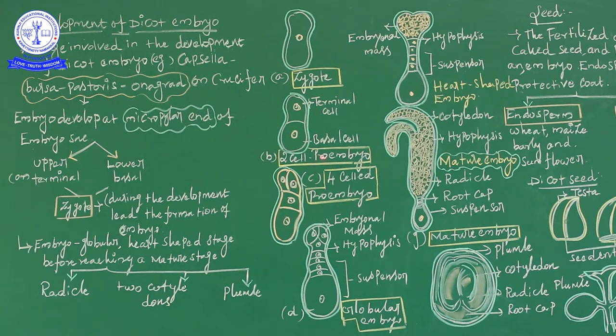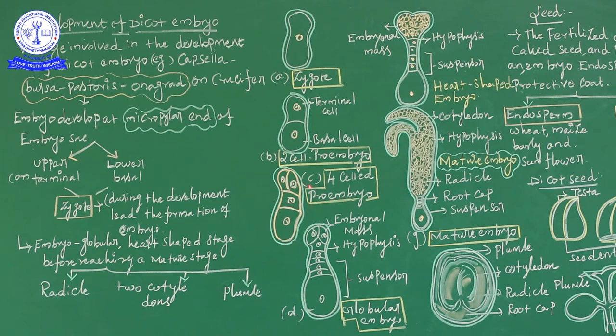What is proembryo? Pro means first, the embryo character that develops first, so that is called the proembryo. And then the next one is the four cell stage of the proembryo. The two cells divide again by mitosis to form four cells, so that is called the four celled proembryo.